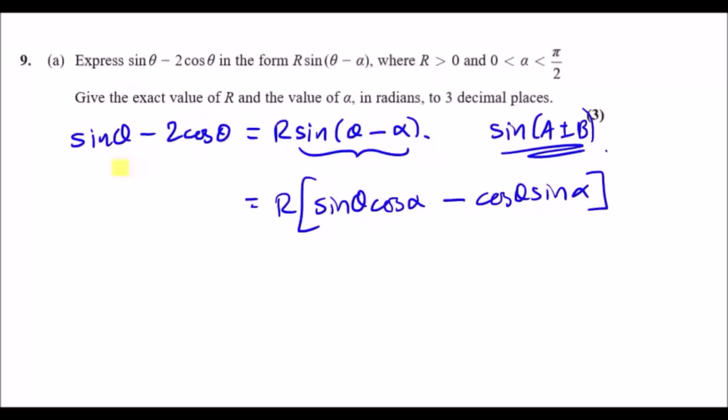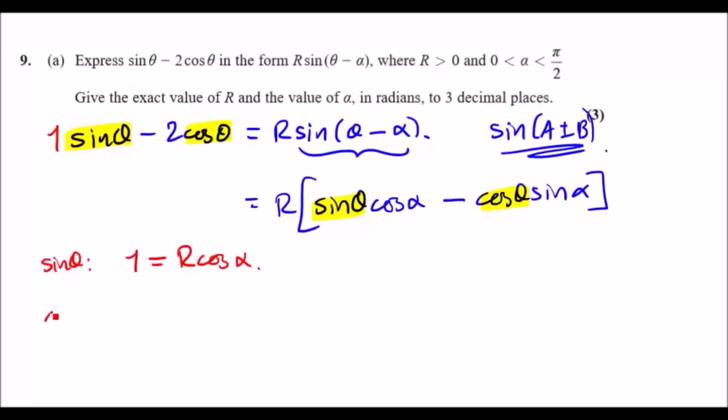So you'll notice that you're going to have a sine theta term on the left equal to a sine theta on the right, and then a cos theta here and a cos theta there. So the trick is to always match coefficients. So it'll be like, okay, hang on, for sine theta, we have a coefficient of 1 here on the left. On the right, we have a coefficient of r cos alpha. So for sine theta, 1 must equal r cos alpha.